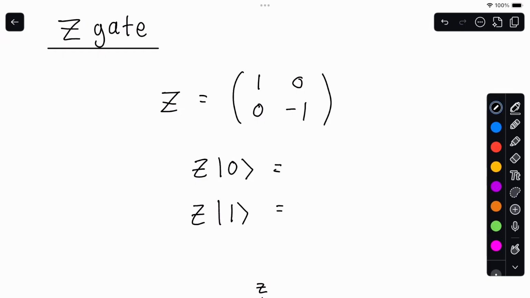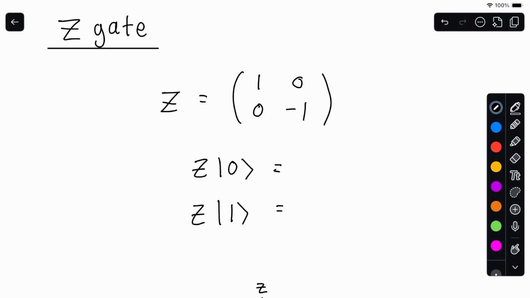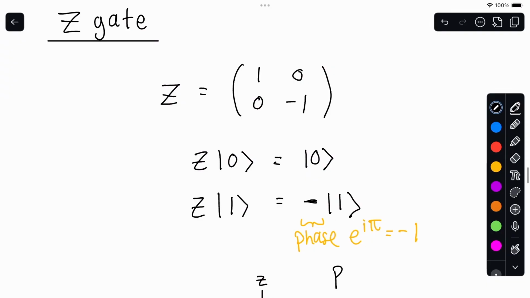Another gate is the Z gate, and this is 1, 0, 0, minus 1. And we can think about the action of the Z gate on our basis states. We can write out the matrix multiplication, but just cutting to the chase. When we act on the 0 state, we get back the 0 state. And when we act on the 1 state, we pick up a minus sign on the 1 state. And this is a phase, which is actually just e to the i pi. And that's why we call the Z gate the phase flip gate.